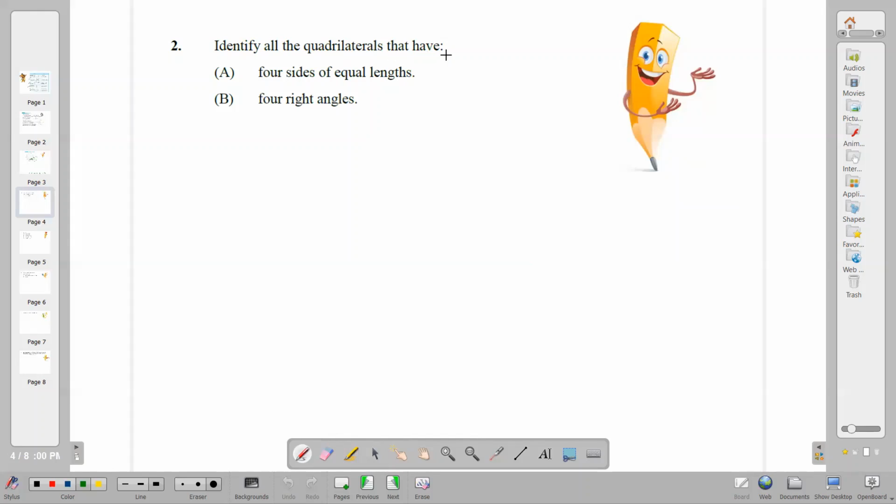Okay. Next question. Identify all the quadrilaterals that have four sides of equal length. कौन से quadrilaterals में चारों sides equal होते हैं भैया? Rhombus में होता है और किस में होता है? Square. Okay. Next, all four angles are equal. ये किस में possible है? सिर्फ दो ही है, square and rectangle.